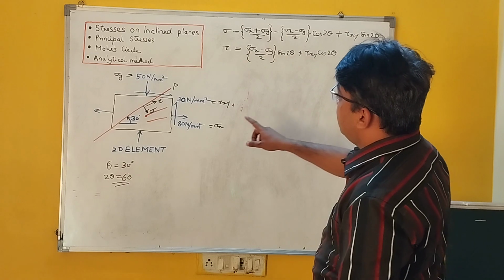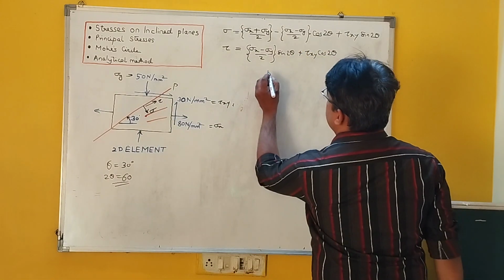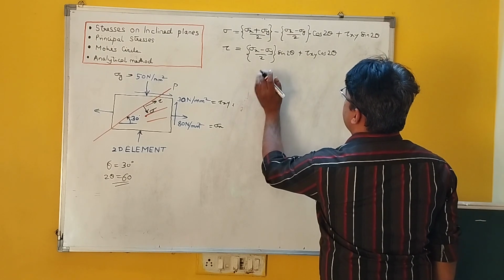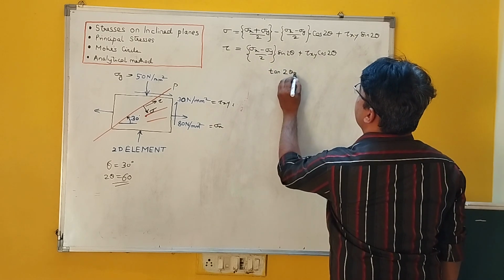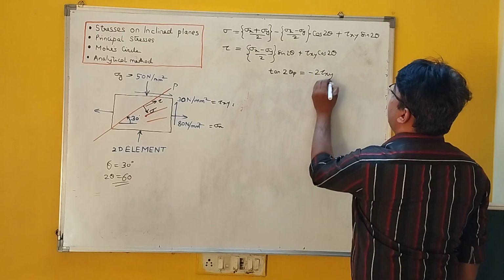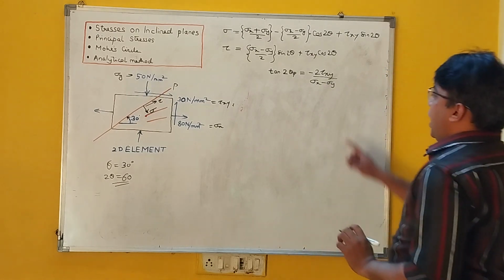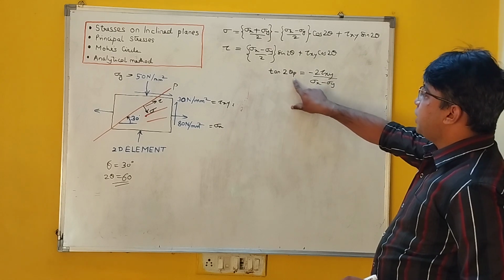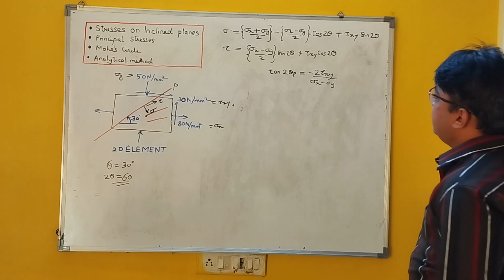Next we have to find the values of principal stresses. So principal stress will occur at an angle theta p, such that tan 2 theta p is equal to minus 2 tau xy upon (sigma x minus sigma y). At this angle you will get two values of theta, tan 2 theta p, so that will correspond to principal stresses.